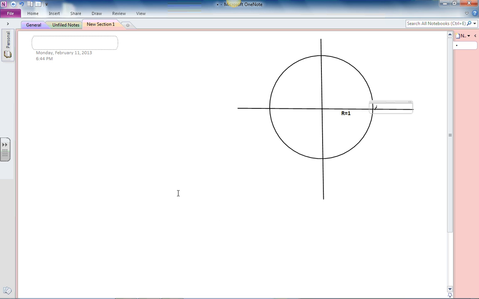Okay, welcome back. Today we're doing the wrapping function, and one of the things I wanted to talk about today was a particular family. So let me start right here.